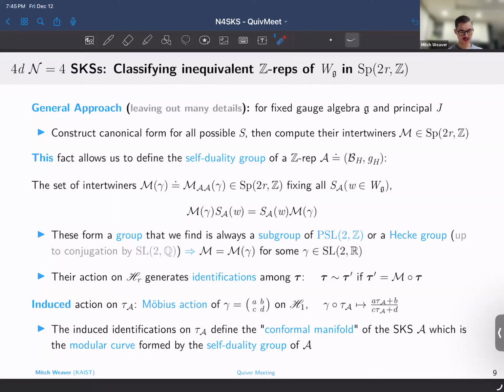And once you take into account these induced identifications on tau here, this is sort of what we'll end up defining to be the quote-unquote conformal manifold of the special Kahler structure given by A. And geometrically, this conformal manifold has the geometry of the modular curve formed by the self-duality group of A. So it's going to be effectively the Siegel upper half space modulo the self-duality group of A.